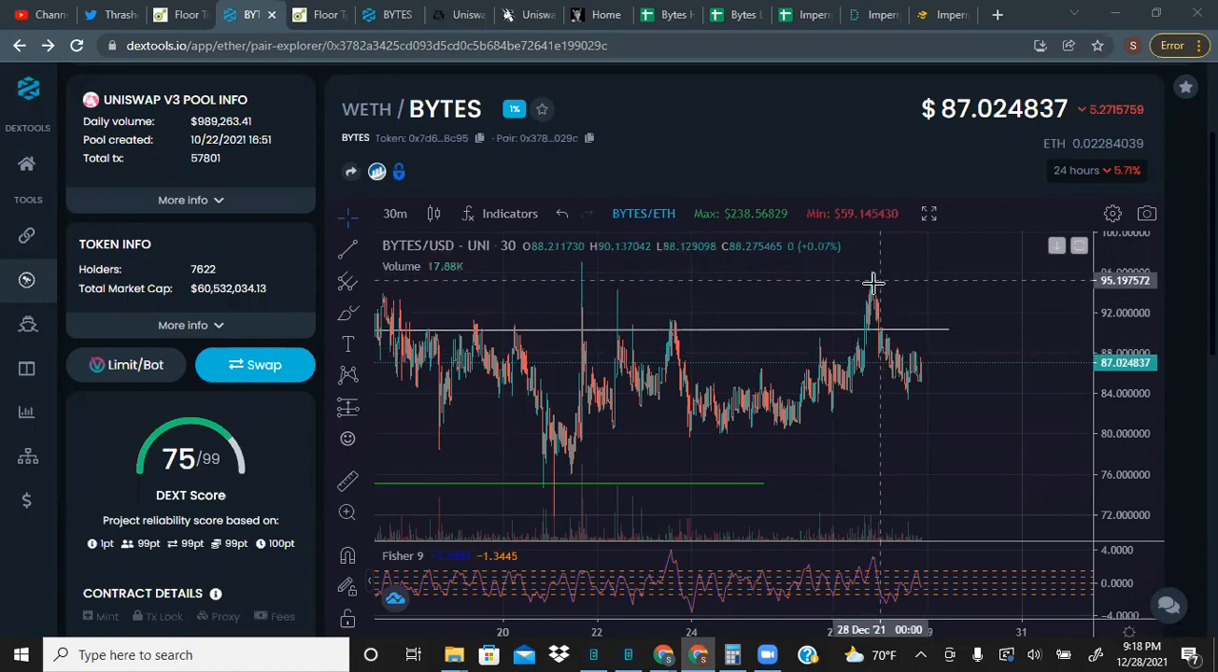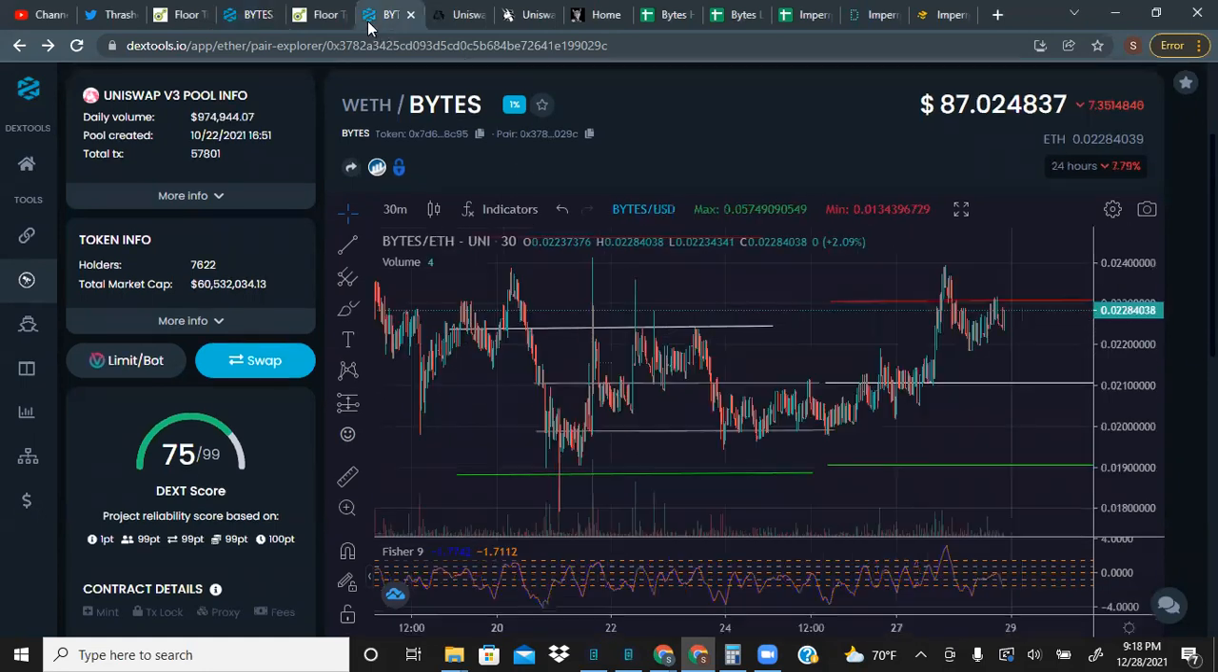Yesterday my video was made at this price here at about 95. And as you can see, we found some resistance and we dropped below the central pivot here. It did act as resistance right here, and now we're just accumulating.